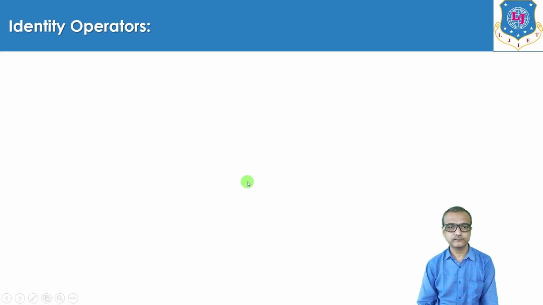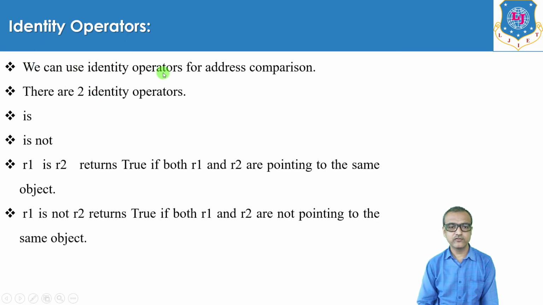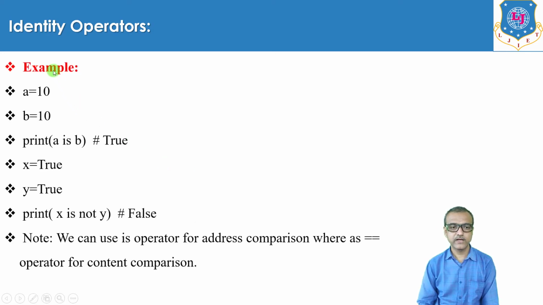Now we will see identity operators. We can use identity operators for address comparison. There are two identity operators, one is 'is' and the other is 'is not'. R1 is R2 returns true if both R1 and R2 are pointing to the same object. R1 is not R2 returns true if both R1 and R2 are not pointing to the same object. I will make you understand with the help of one example. See, we have an example here: A and B both are pointing to the same object, that is 10 in this case.